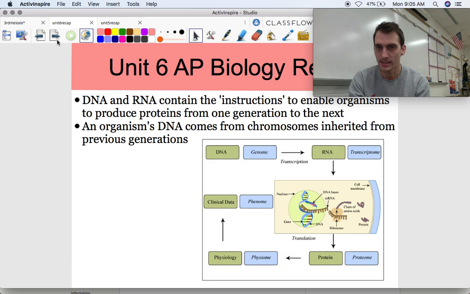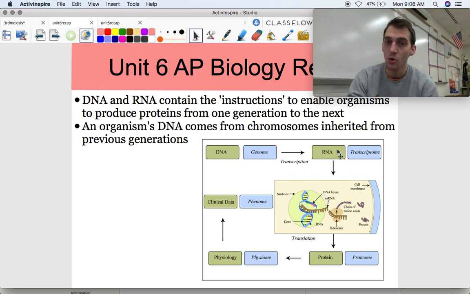It's a blueprint of living things. This is how you build a living thing, hence genetics. That prefix means the creation of, hence like genesis or generation, right? This is the instructions to build life. An organism's DNA comes from chromosomes inherited from previous generations. And again, that's what our last unit was all about. And here's another picture of gene expression.